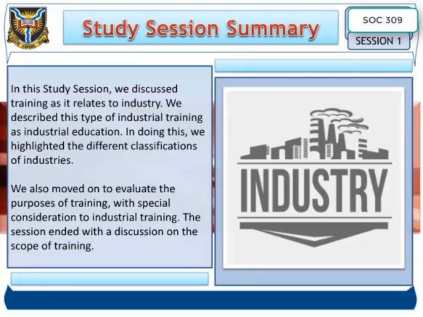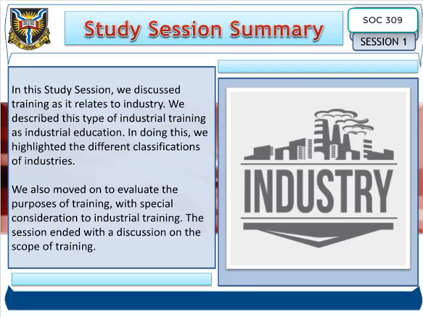Study section summary. In this study section, we discuss training as it relates to industry. We describe this type of industrial training as industrial education. In doing this, we highlighted the different classifications of industries. We also moved on to evaluate the purposes of training with special consideration to industrial training. The session ended with a discussion on the scope of training.